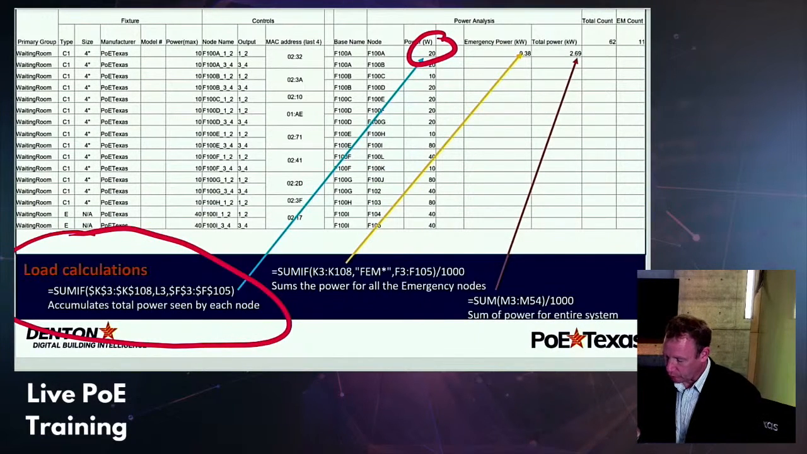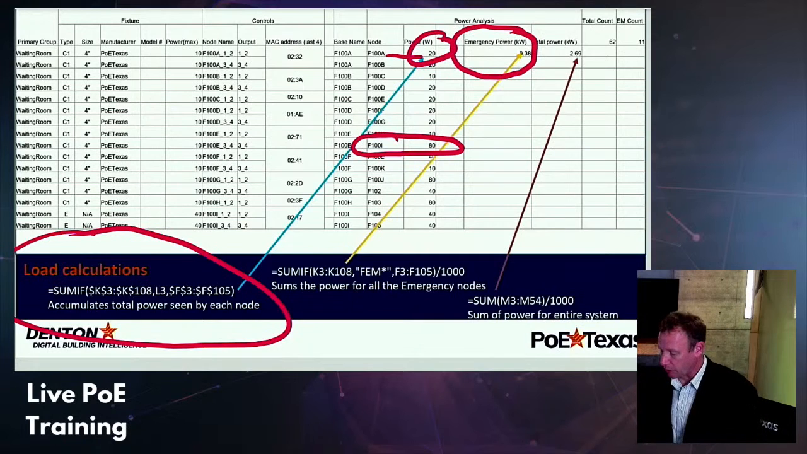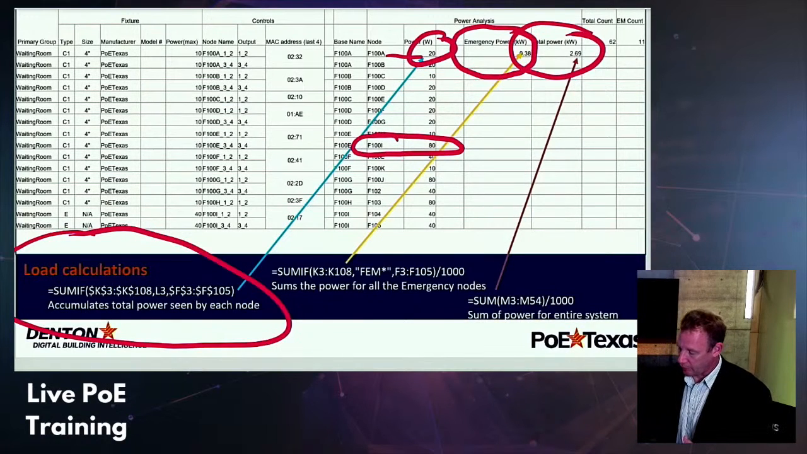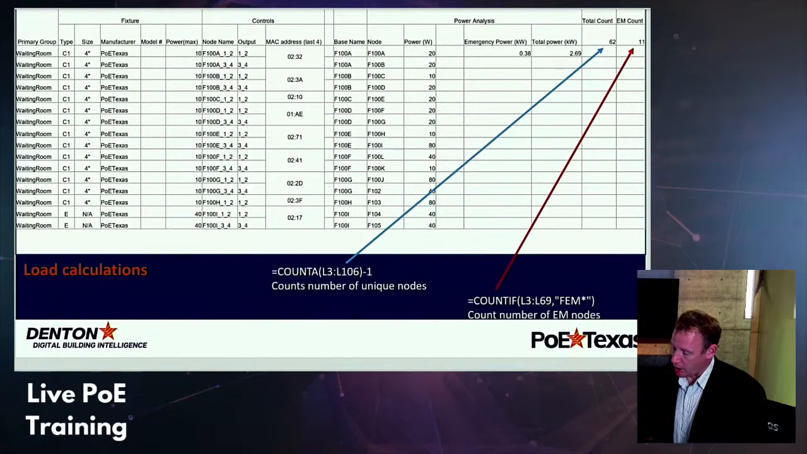So in this instance, I've got 20 watts on F100A. This F100I, I've got 80 watts. I can look at the total sum of power for my entire system and see I've got 0.38 kilowatts on my emergency and 2.69 kilowatts on my total system. So that tells me what size power supply I need, and then ultimately for my emergency system, what size batteries I will need. And then I got the total fixture count, and the EM count.